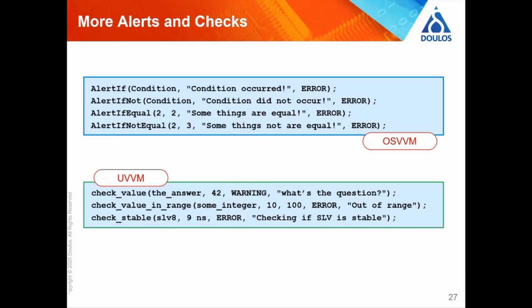And there are a whole bunch of special alerts and checks in both libraries. So for UVVM here, for example, this one check value checks that the value of the answer is 42. And it asks, what's the question? Those who've read the Hitchhiker's. Also, we can check that there are certain values in a certain range, so between 10 and 100, for example. Or I can check things like, has this signal here been stable for 9 nanoseconds?